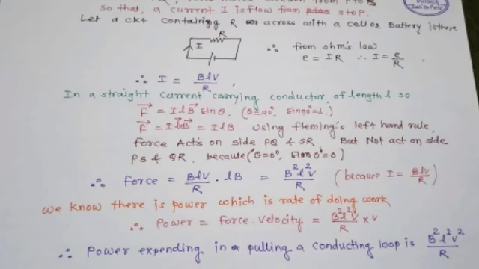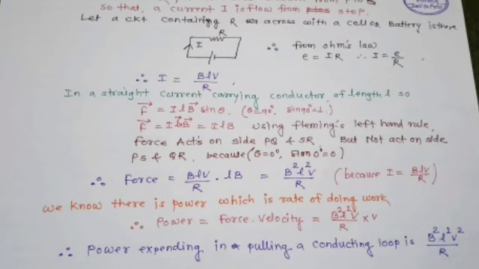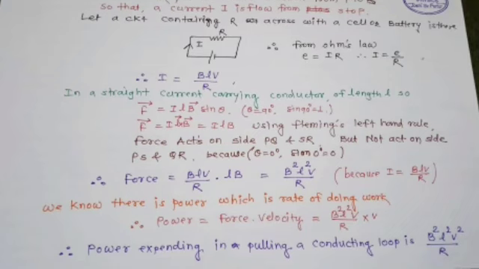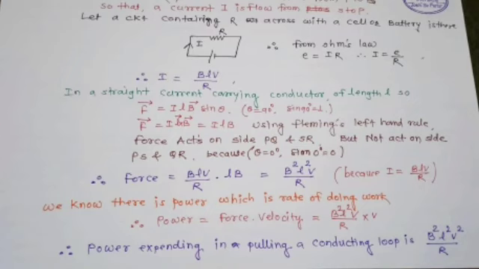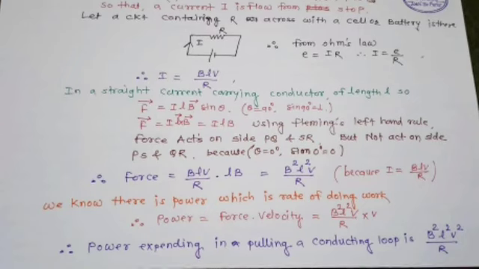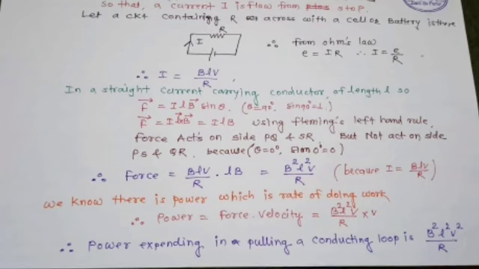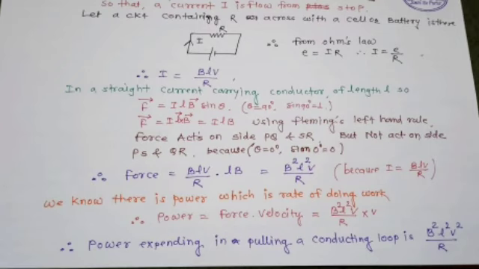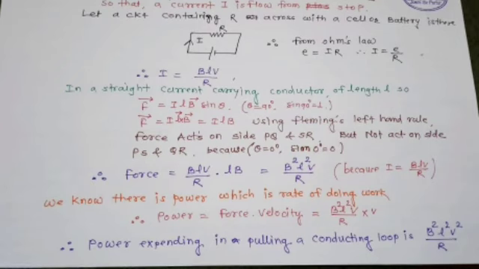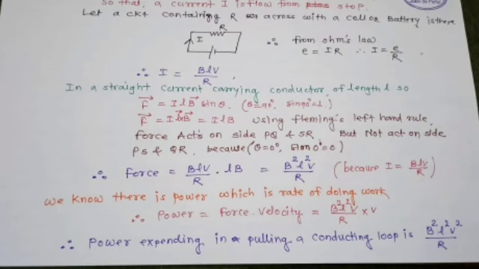We know power is the rate of doing work. So power equals force multiplied by velocity, which is equal to B square L square V upon R multiplied by V. And therefore, power expended in pulling a conducting loop is B square L square V square upon R.